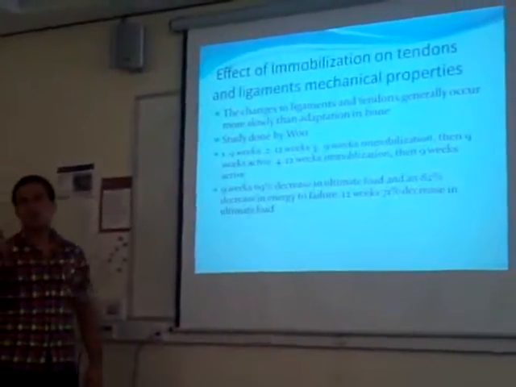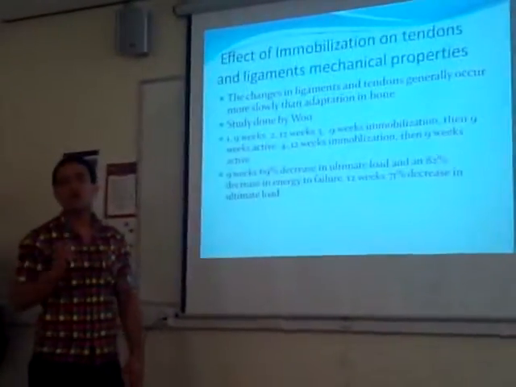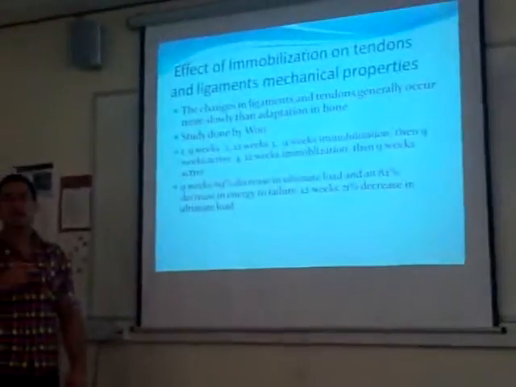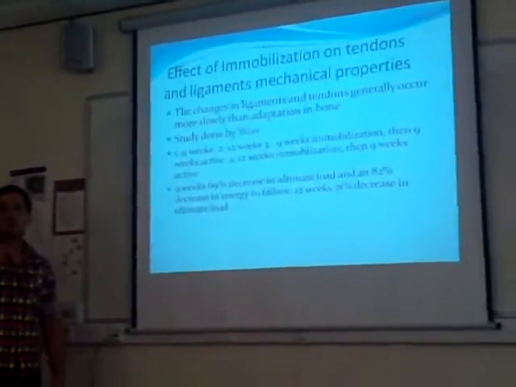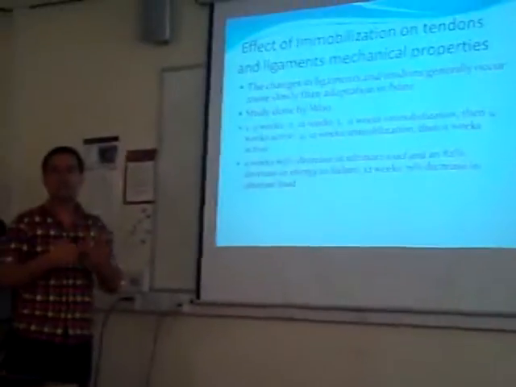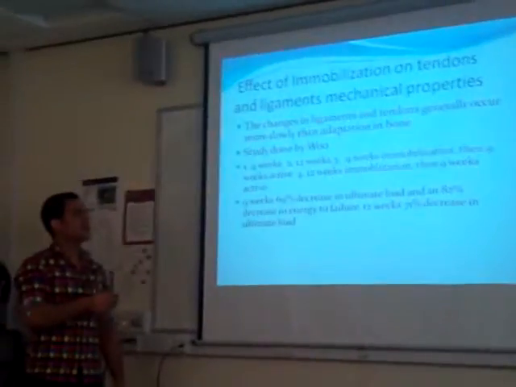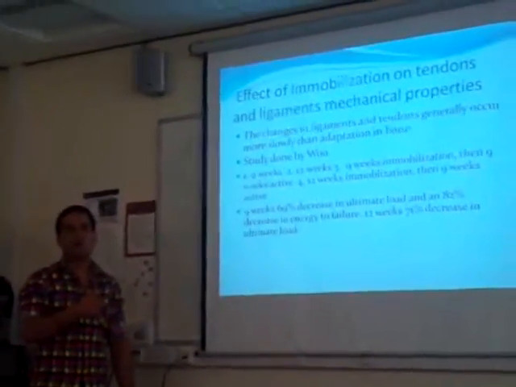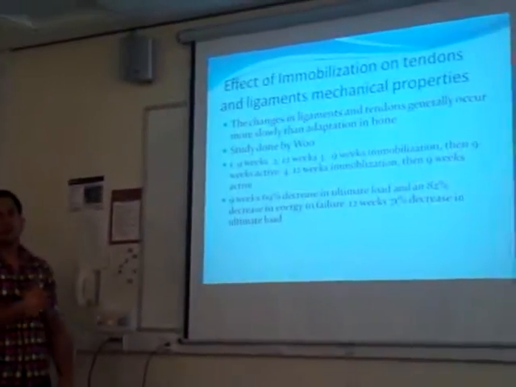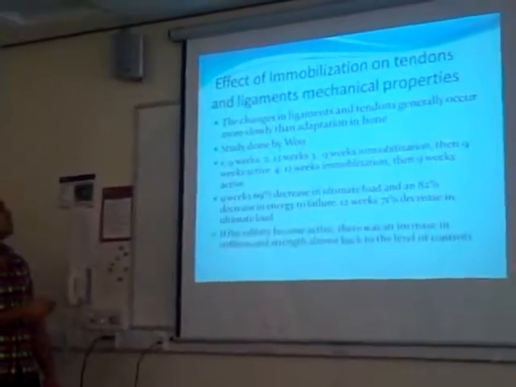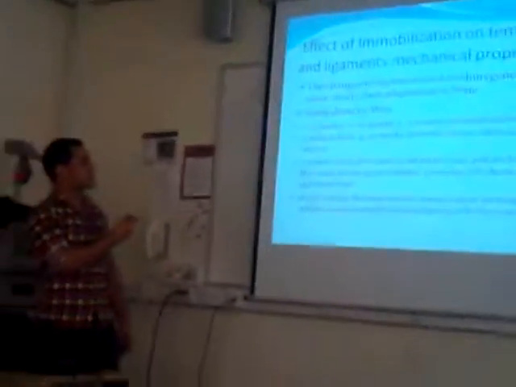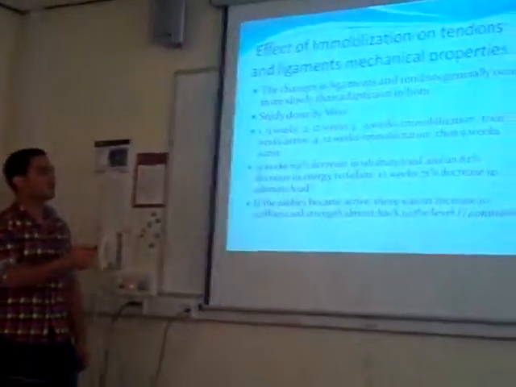And for the other 2 groups, the active rabbits, he found that as the rabbits started to get active after he removed the cast, they started to regain their performance and the flexibility of the ligaments and the tendons fast. As they increased in stiffness and strength, they also came back to the level of the controls.